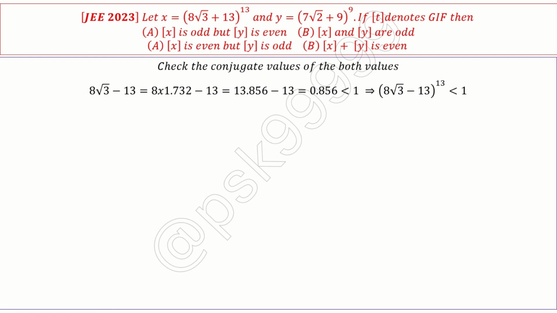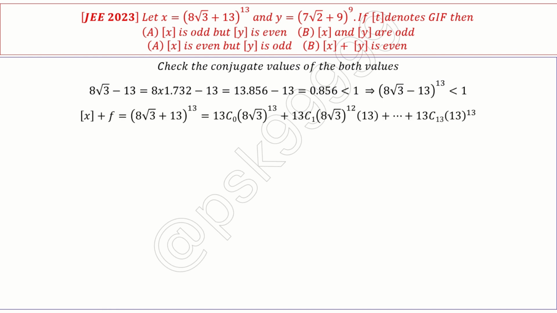Now once you know this, let's say x is the GIF of x plus some fraction f, which is the expansion of this one. x is nothing but the integral value plus the fractional value, correct? So integral value plus fractional value is equal to (8 square root of 3 plus 13) whole to the power of 13. If I expand, this is how it looks: 13c0 (8 square root of 3) to the power of 13, 13c1 (8 square root of 3) to the power of 12 into 13, and so on. The power of 8 square root of 3 will go down, the power of 13 will increase, and finally I am left with 13c13, 13 to the power of 13.